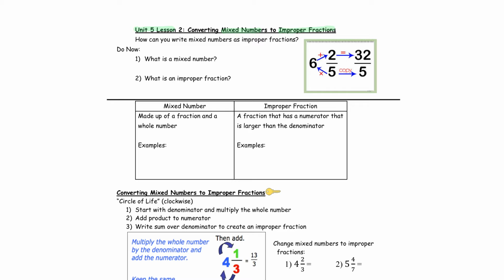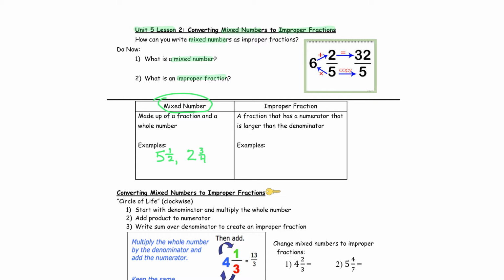How can you write mixed numbers as improper fractions? Well, first of all, what we want to do is look at what's a mixed number and what is an improper fraction. If we scoot a little further down the page here, we can see that a mixed number is made up of a fraction and a whole number. Some examples would be, let's say, 5 and 1/2, 2 and 3/4.